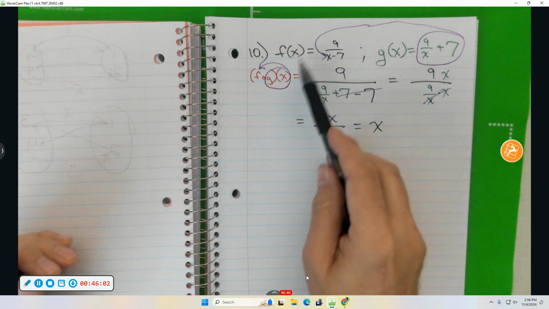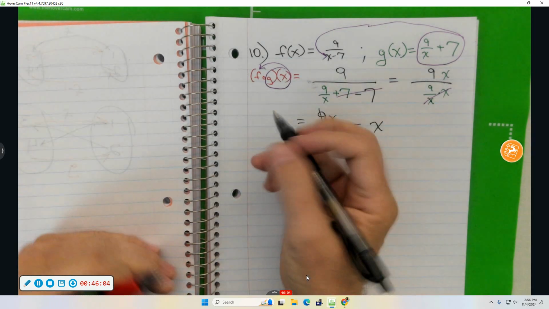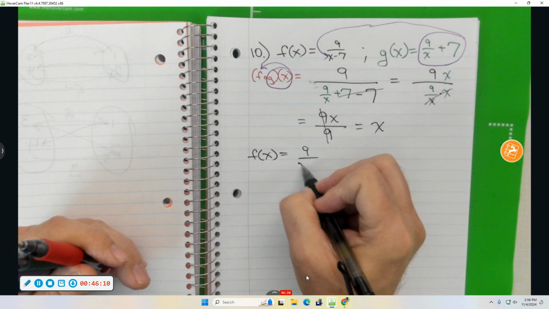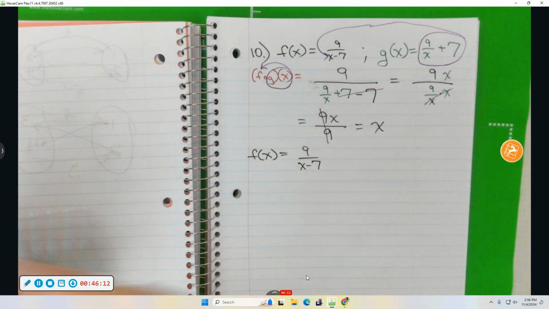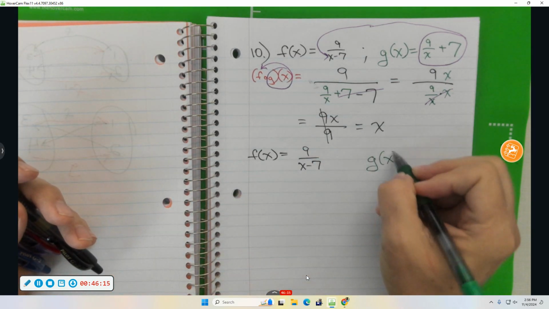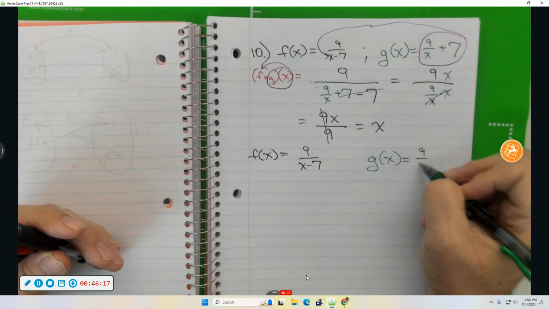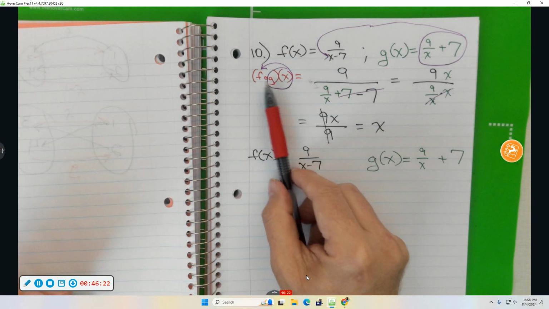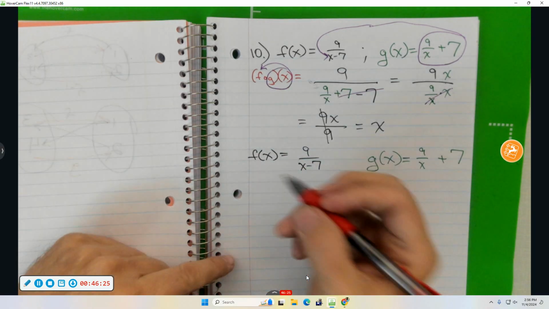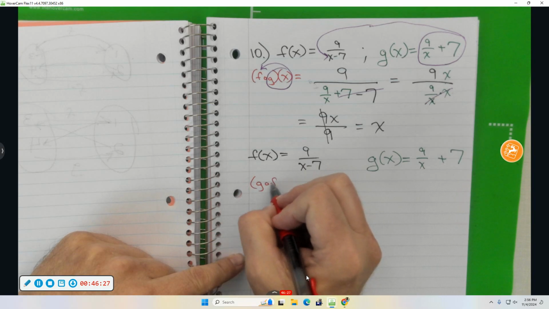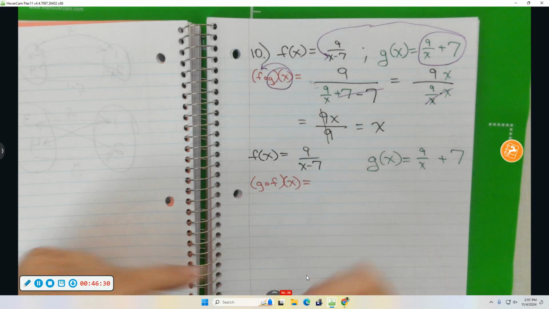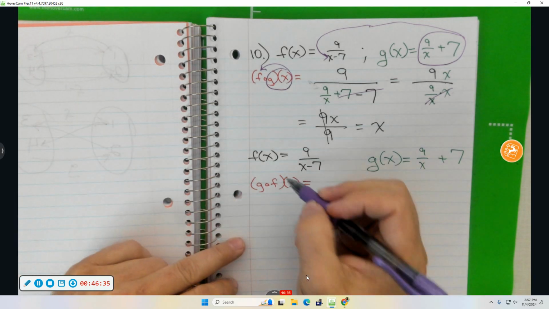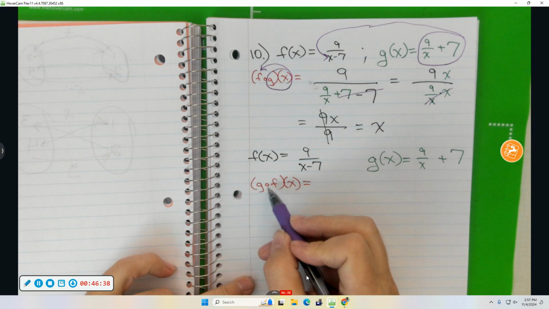And this is so messy here, I'm going to recopy my f and g. So f is 9 over x minus 7. And g, I'm just recopying those functions they gave us. It's a 9 over x and a plus 7. We found f composed with g. Now let's find g composed with f. Or as my brother would call it, fog and golf. Let's see. So, g composed with f.